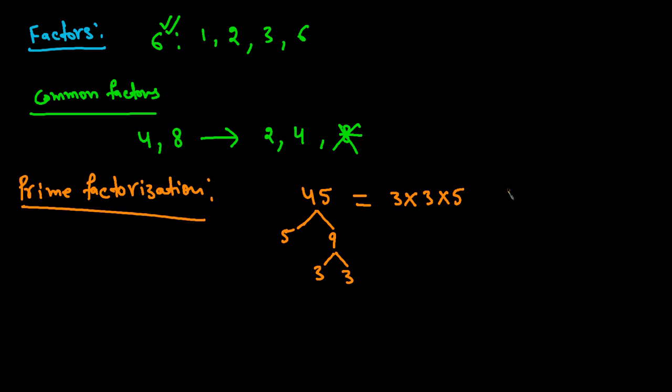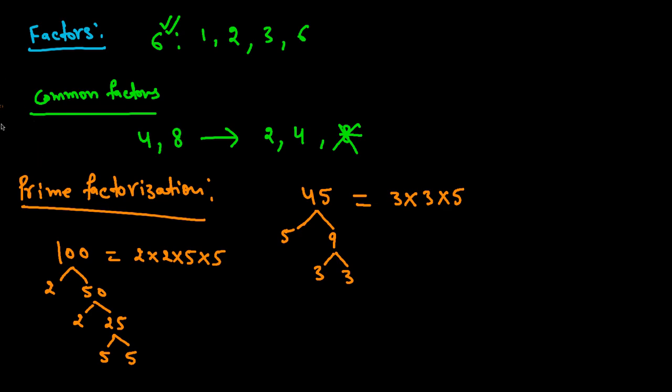Let's write one more. Let's say I got 100. So 100 is basically 2 times 50, and 50 can be written as 2 times 25, and 25 can be written as 5 times 5. So 100 is basically 2 times 2 times 5 times 5, and these are all prime numbers. So these are the prime factors for 100.